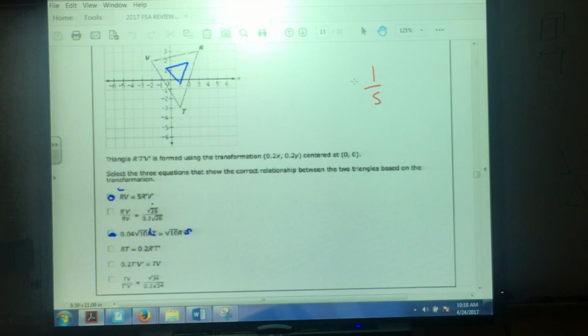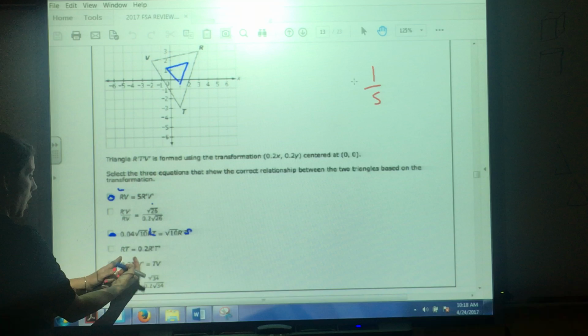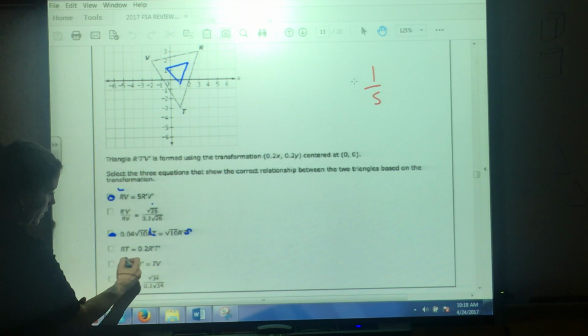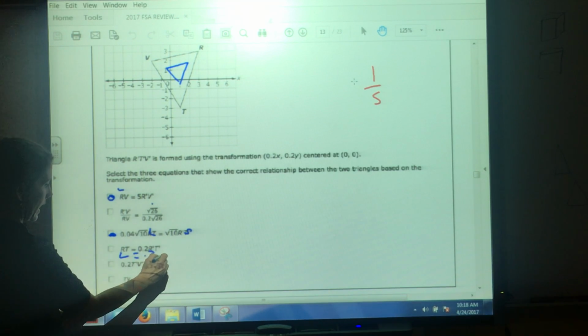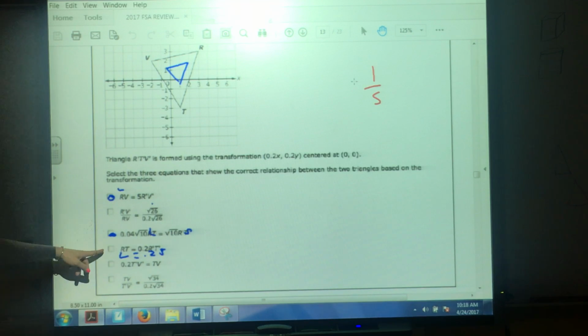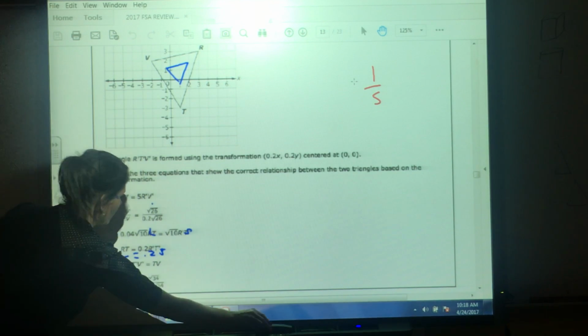All right, the next one says our large is equal to 0.2 times our small. That is not true. It's got to be the other way. That's what this is saying. Okay, so that one's out.